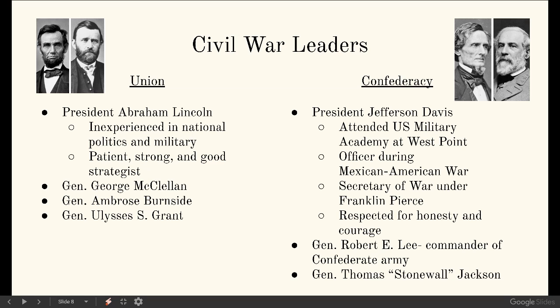He was also very highly respected for his honesty and courage, which is going to make people eager to follow him. And then two major generals for the Confederate troops, Robert E. Lee, who is commander of the Confederate Army throughout the war, a very brilliant commander, and General Thomas Stonewall Jackson. He gets that nickname Stonewall Jackson at the first major battle of the Civil War at Bull Run.